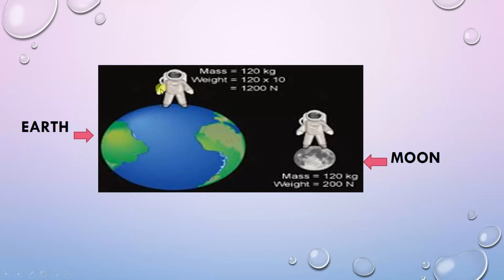Here the astronaut has the mass 120 kg. Now it is on earth. When it reaches the moon, its mass remains 120 kg. Okay, mass will not change. Now here the weight of the astronaut is 120 multiplied by g, and on earth g is 10. So the weight of the object is 1200 Newton. The mass of this astronaut was 120 kg, but its weight is 1200 Newton. But on the moon the weight is 200 Newton.